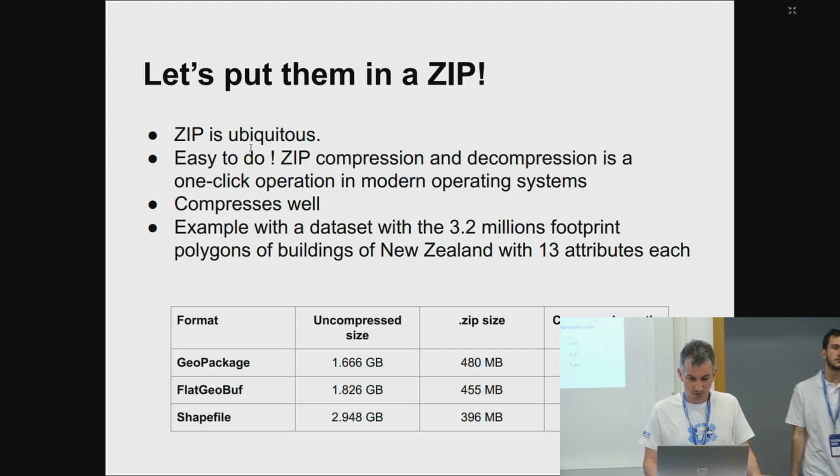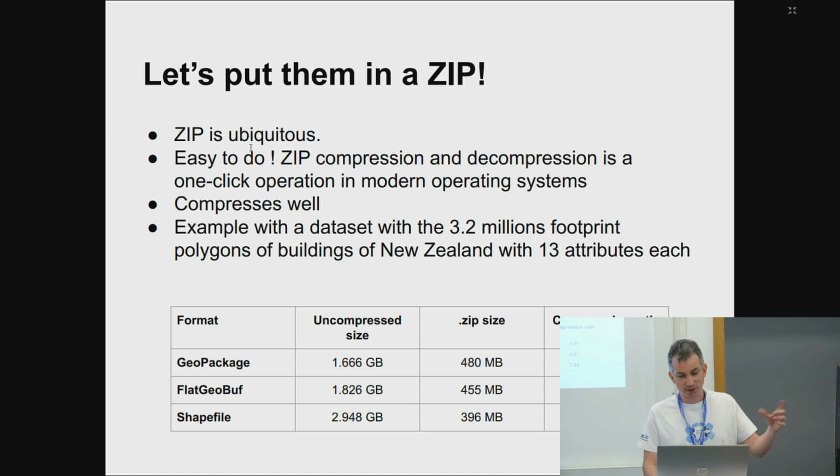And so, for example, here I've put an example with my currently favorite test dataset, which is polygonal footprints of buildings in New Zealand. So with uncompressed GeoPackage, it's a 6 gigabyte file, and zipped, it's 480 megabytes, so you have a compression ratio of 3.5 roughly. And generally, you can achieve a compression ratio of 2 to 3, or 4 in the best case, with zip.